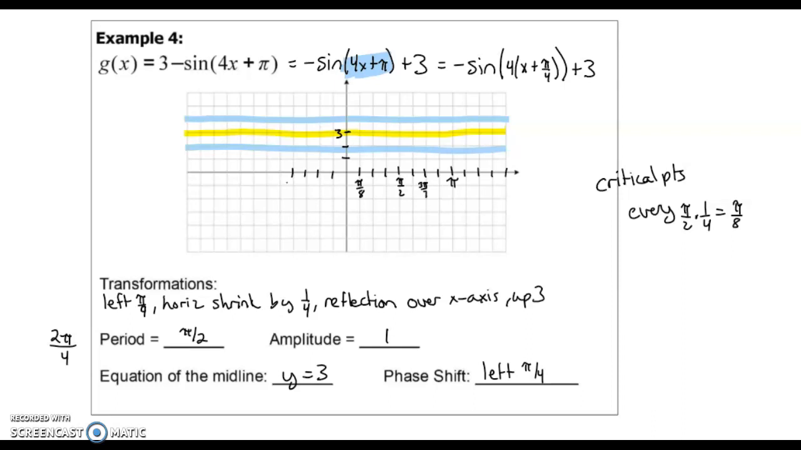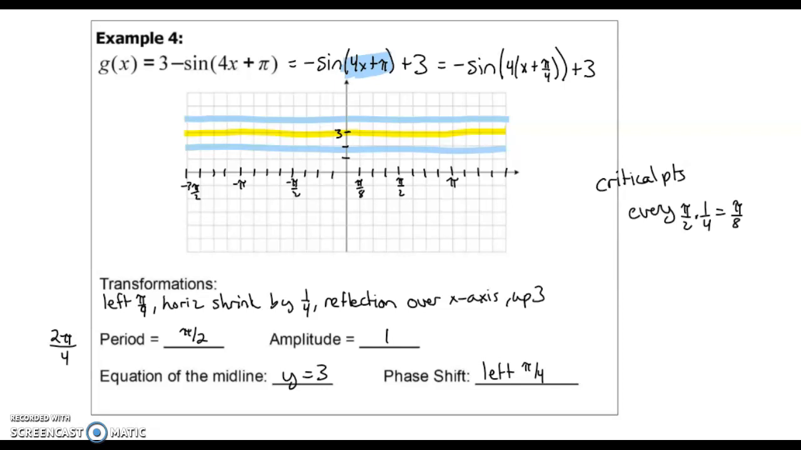So if we go back 4, that's negative pi over 2. Back 8 is negative pi, and so on. Let me see if I was thinking about that right. Okay, mark that one wrong. Sorry, guys.